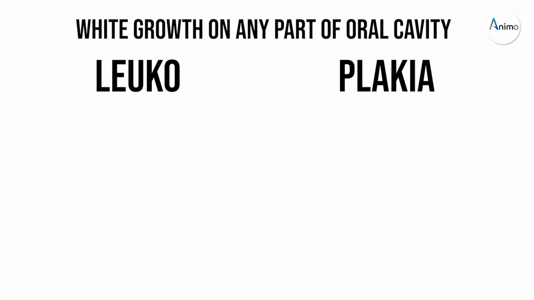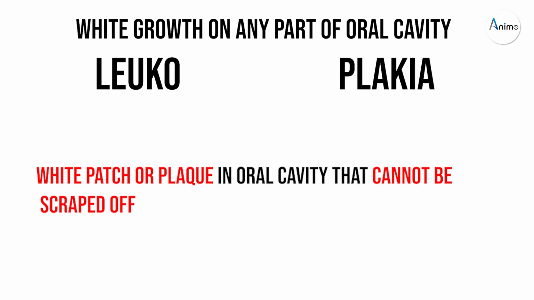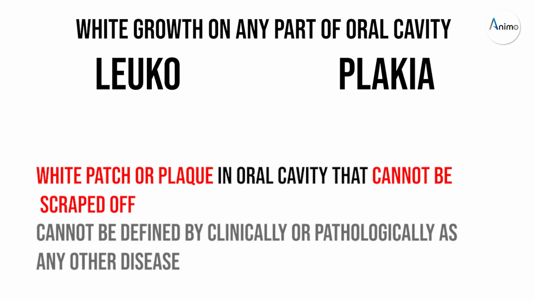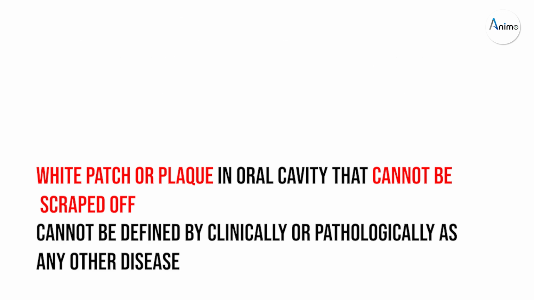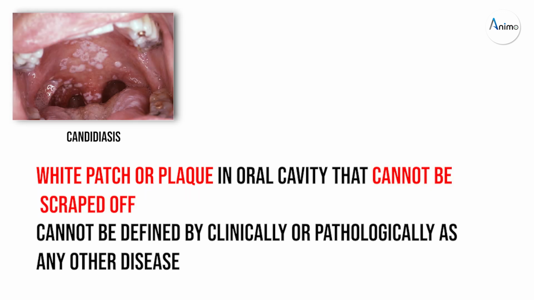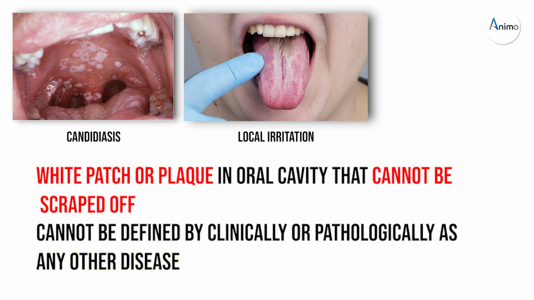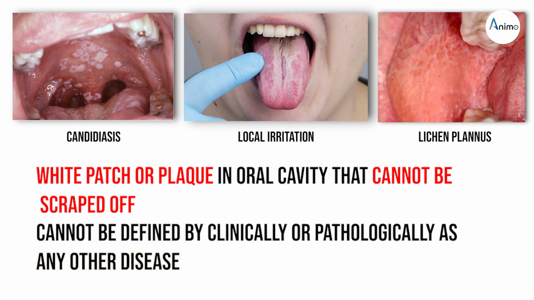So its definition is the white patch or plaque in the oral cavity that cannot be scraped off and cannot be defined clinically or pathologically as any other disease. Here I use the line cannot be scraped off. Actually, there is a condition called candidiasis, due to Candida albicans fungi. It can be scraped off. So what are the other conditions which are also white patches but not leukoplakia? These are local irritation, lichen planus and candidiasis.